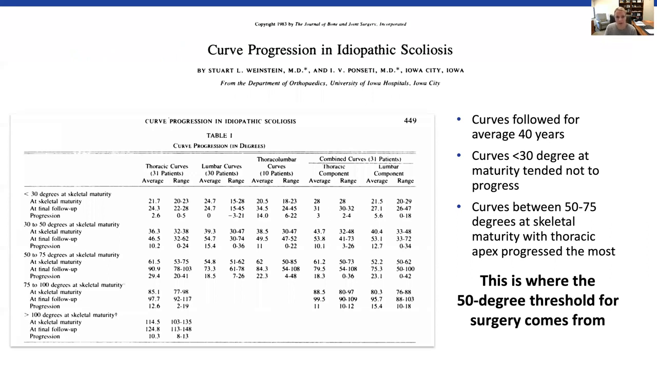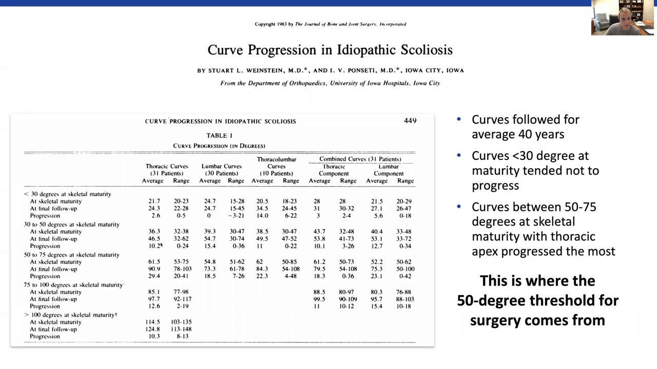Stuart Weinstein also did a very nice study to help us figure out which curves were at risk of progressing, which helps guide us on our treatment. So he looked at a population of patients for 40 years and looked to see how much the curves progress based on how big the curve was at the time the patient stopped growing. So if the curve was less than 30 degrees at the time of skeletal maturity, those really tended not to progress very much at all.